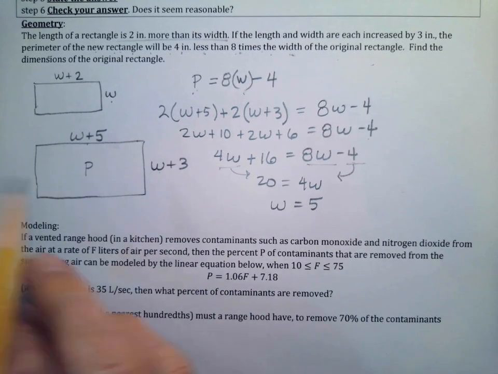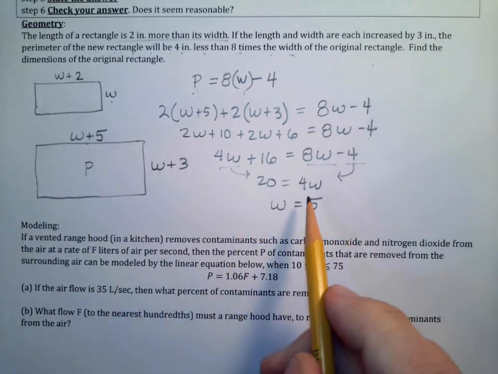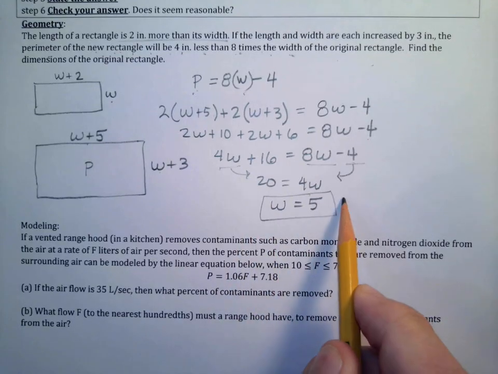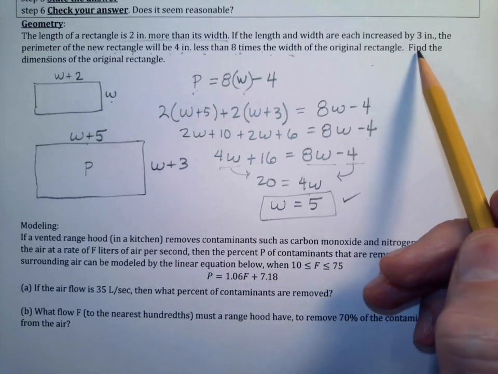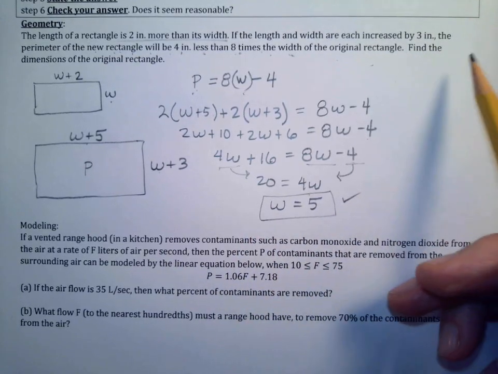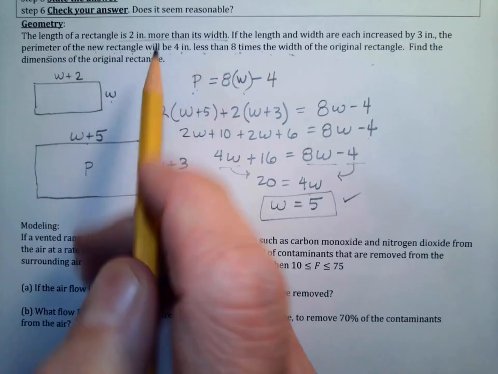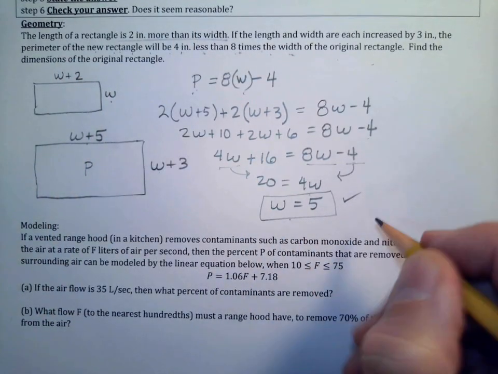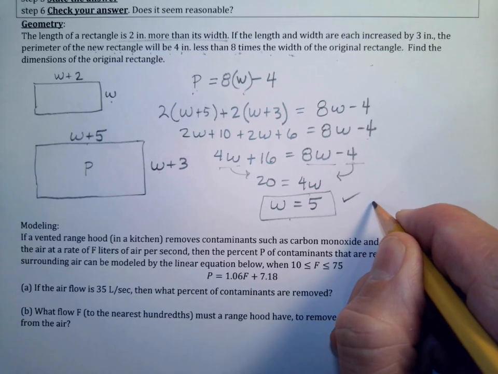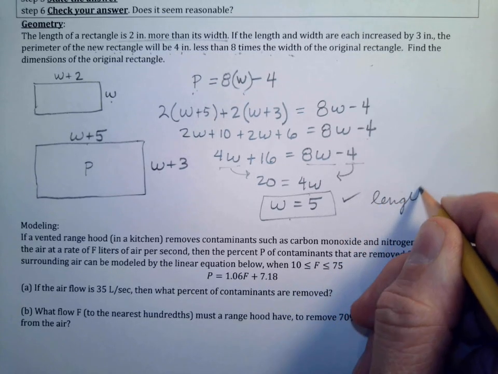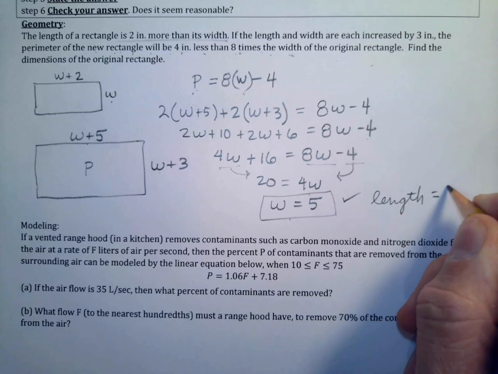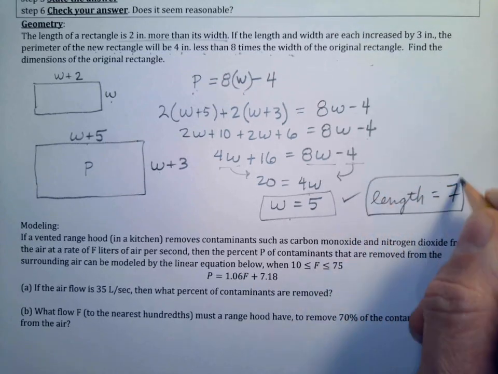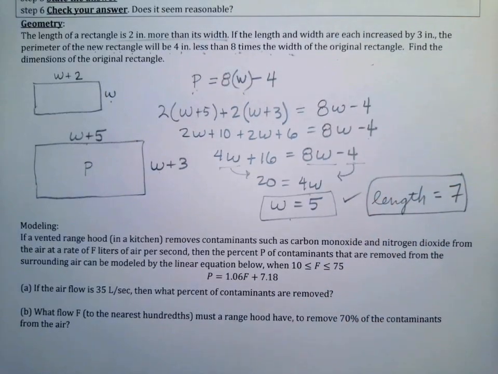Now, you've got to make sure that you're actually answering the question, right? So don't just box this in and say, yay, that's my answer, because we want to make sure we're answering the question they're asking. So find the dimensions of the original rectangle. Okay, so we found w, the width of this thing is 5. And then the length of the original rectangle is 7. So make sure that you're actually answering the questions.